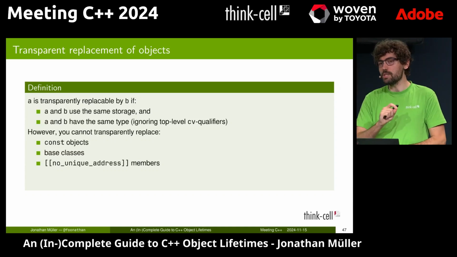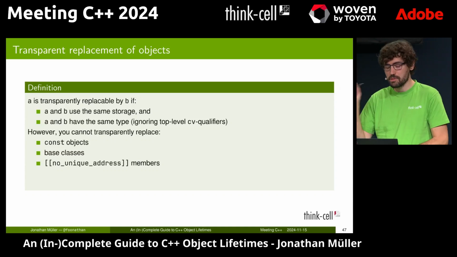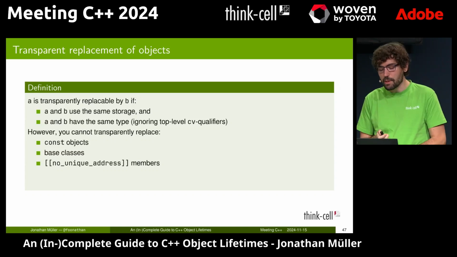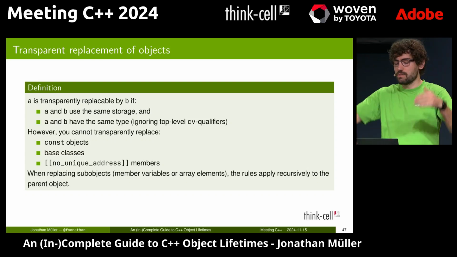If one of them is a const object, then you cannot transparently replace it. If one of them is a base class, then you cannot transparently replace it. And if one of them is a no_unique_address member, then you can't transparently replace it. And when you deal with sub-objects, it recursively applies to the parent.